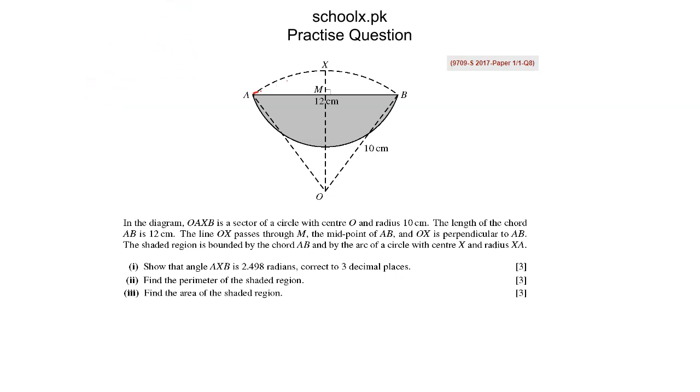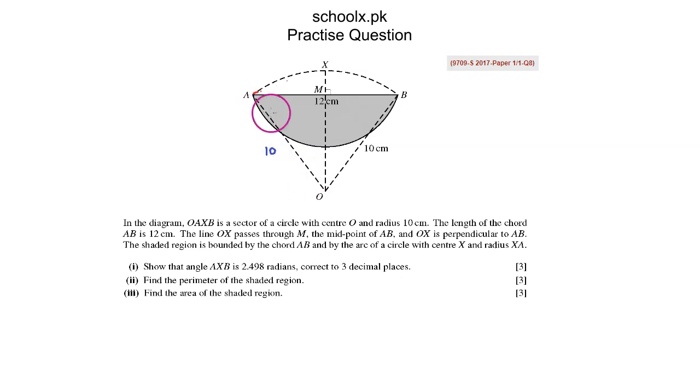So here it says in the diagram, OAXB is the sector of a circle of center O. Alright, and the radius is 10 centimeters. OB is 10 centimeters, hence OA will also be 10 centimeters.